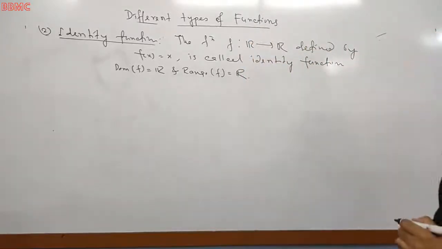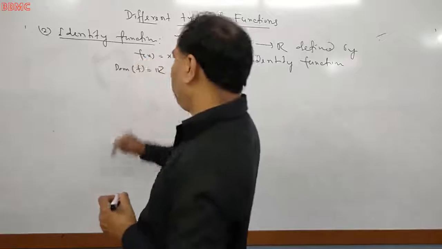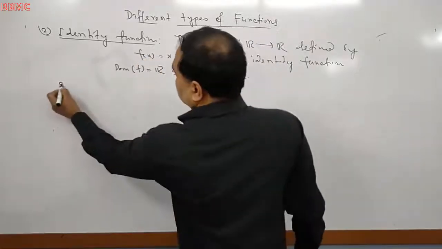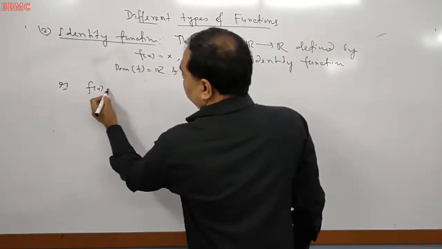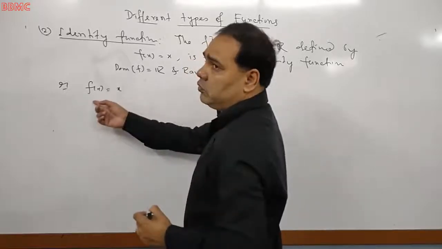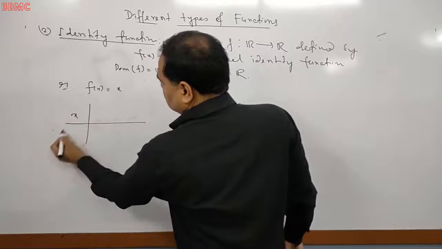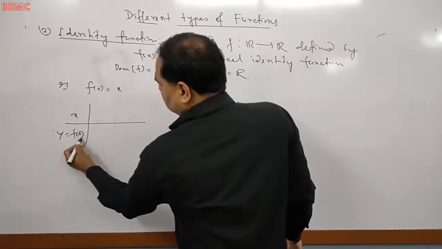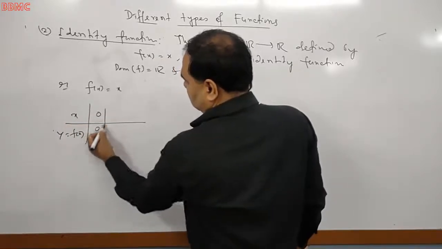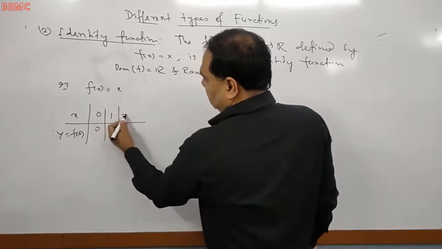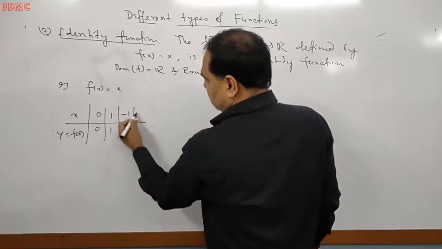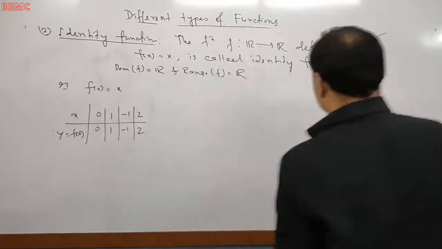Now, if I want to draw the graph of an identity function, for example, f(x) is equal to x, that is, which is the value x, y is equal to f(x). 0, 0, 1, 1, minus 1, minus 1, 2, 2, like this.